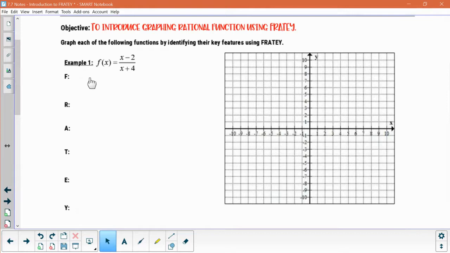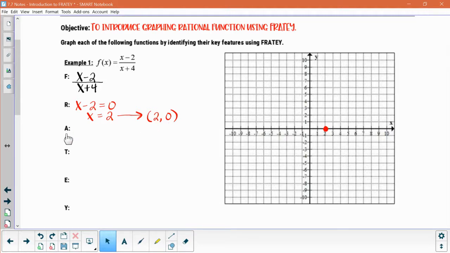And this is already in factored form, so I'm just going to rewrite it for my F, factor. R stands for roots, so I'm going to take my numerator, set it equal to 0 to get my x-intercept. So I get x minus 2 is equal to 0, x is equal to 2. Remember that we write these as coordinate points, so this should be (2, 0).